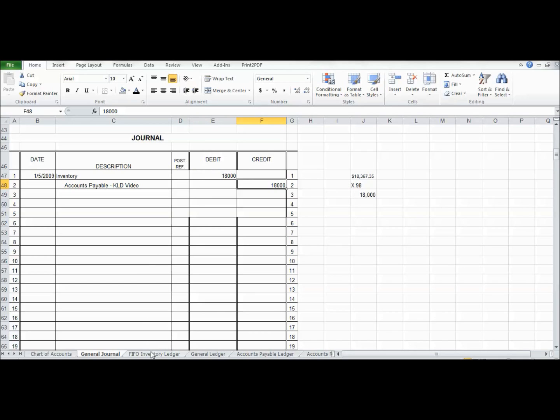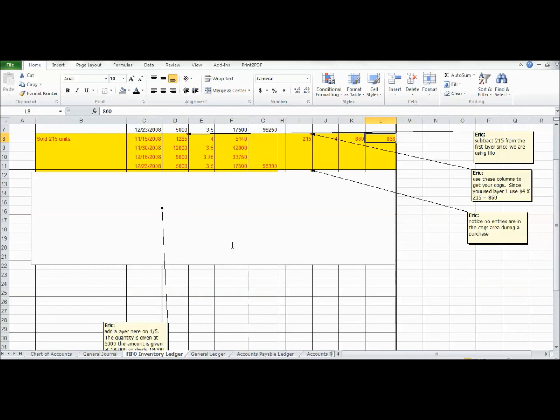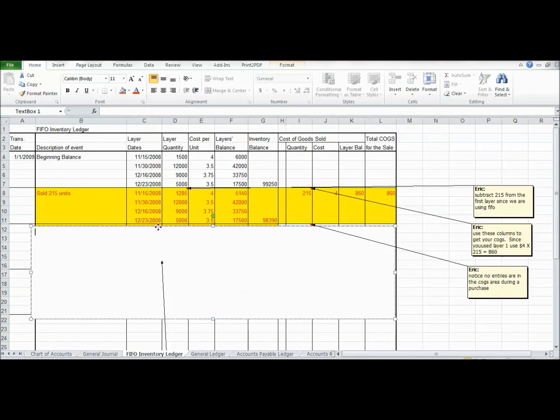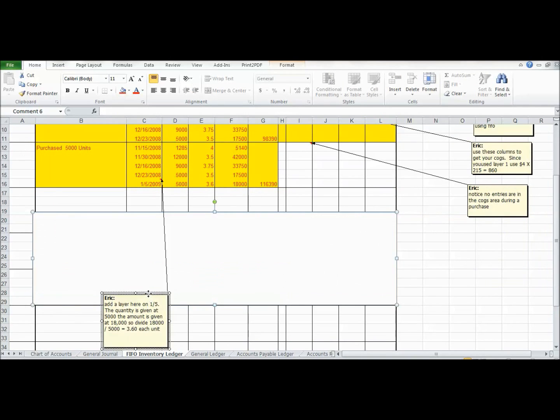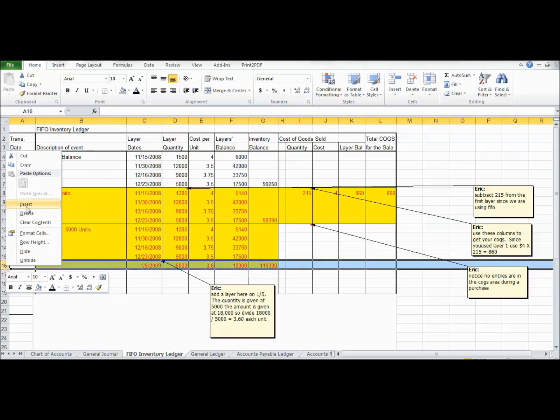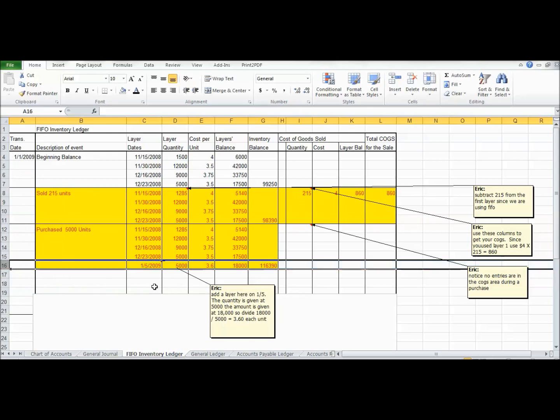All right, so what does this mean? Well, we have more inventory, so we need to go to our inventory ledger, right? So we go down here, and now we do another layer, right? And we're going to do it for the purchase. So we're going to take all this information, copy it, and paste it here, change the sold amount to a purchase of 5,000 units, and then we want to add the 5,000 units down here. You can do it several ways. If you know Excel, you can right click and then insert, and that would insert a row there. There's different ways you can do it, but that's one way.